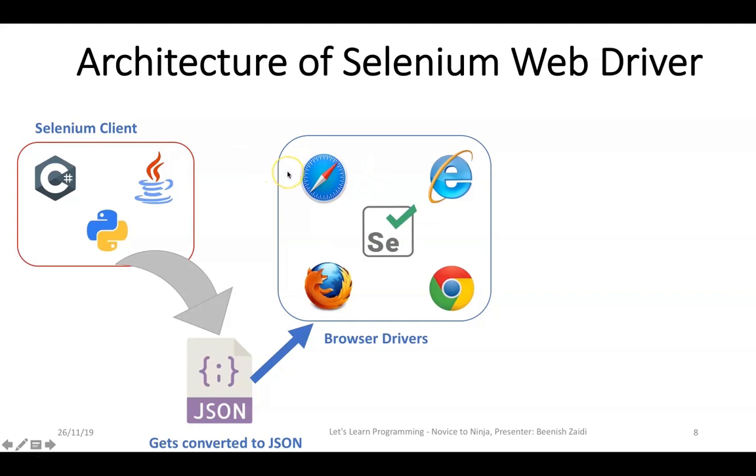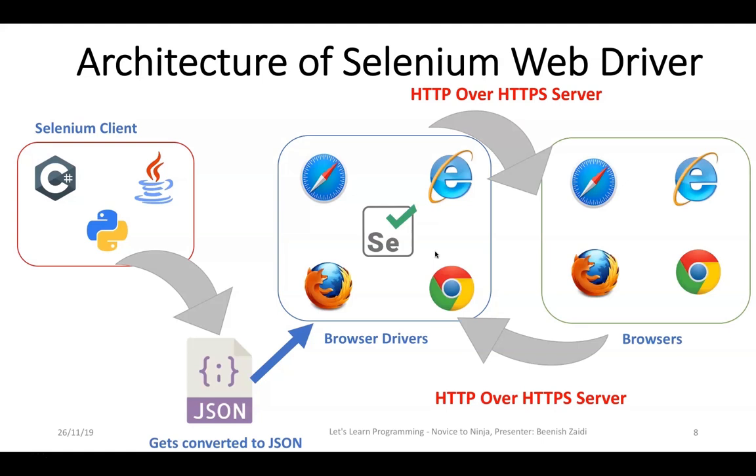Selenium gives drivers for each browser. If you're going to test your application in Firefox, you will need a Firefox driver. If it's Chrome, it would be a Chrome driver. IE is an IE driver, and Safari is a Safari driver. These browser drivers act as interfaces between the client and the browser itself. Once the call goes to the browser driver, it interacts with the browsers over HTTP or HTTPS. And that's how the high-level architecture goes.